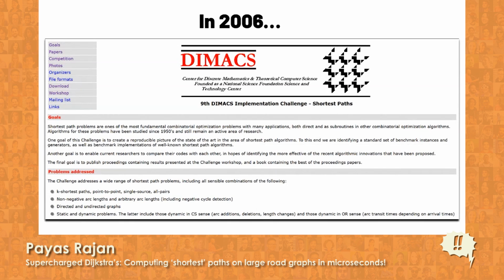In 2006, the Center for Discrete Maths and Theoretical Computer Science at Rutgers took up the shortest path problem as a challenge. Research groups were asked to submit papers, and out of it came a whole host of speed up techniques that could be used to make the shortest path computation faster. One such technique is called the highway hierarchies.